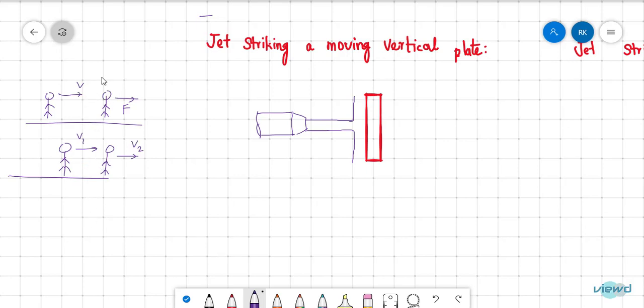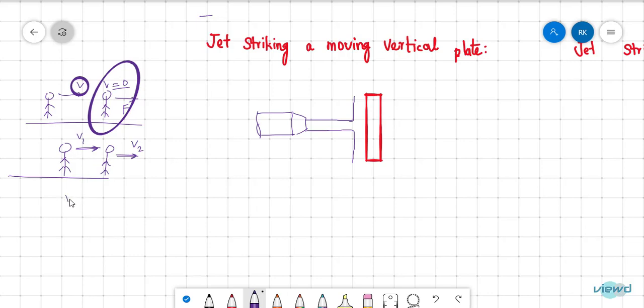Generally, if the velocity of this guy is 0, and you push him with velocity v when he is at rest, then there will be more impact. If he is moving with a velocity v2 and you are moving with a velocity v1 and you push him, there will be less impact. This is because of relative velocity.